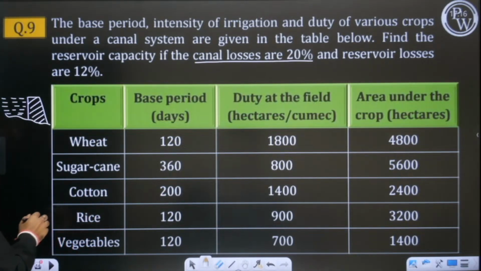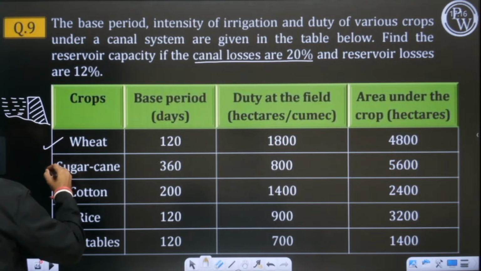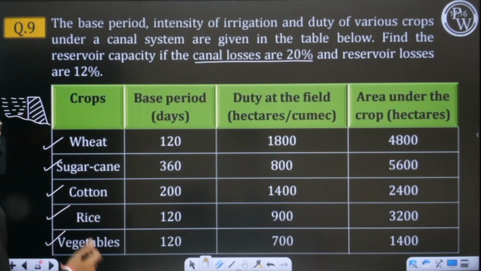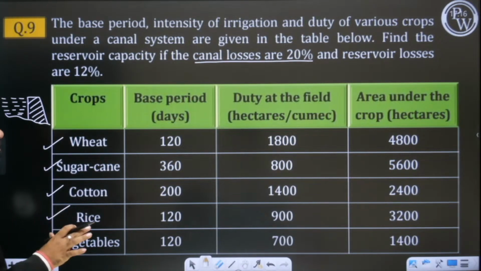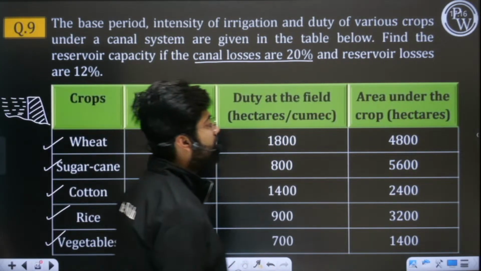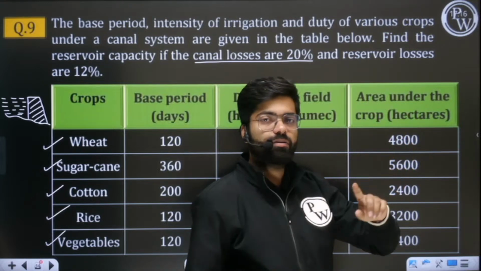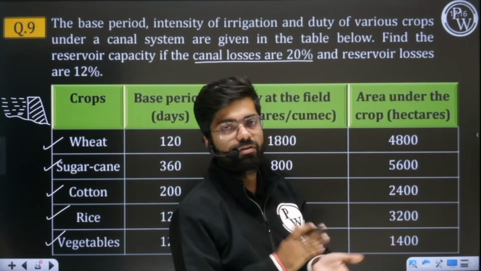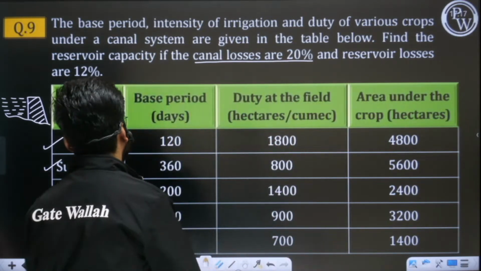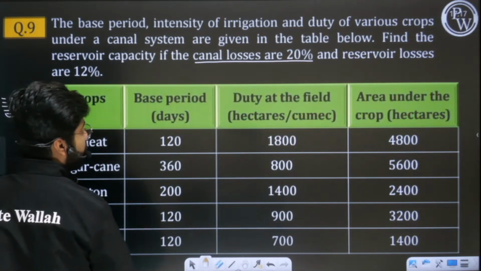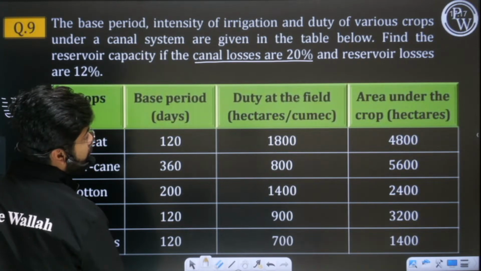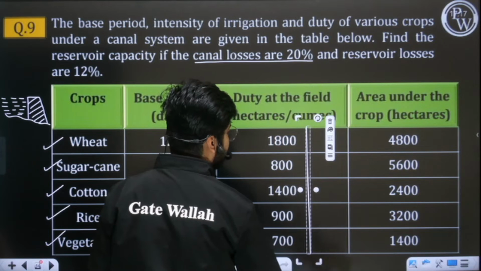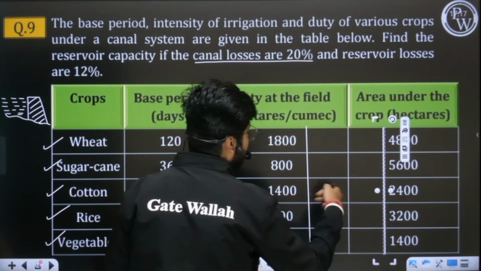We have 5 crops: wheat, sugarcane, cotton, rice, and vegetables. How much water does wheat require in total? It is very simple. Area is given to you. Simply multiply area by delta and you will get the total volume. So we will make a column for delta here, in the space we have.